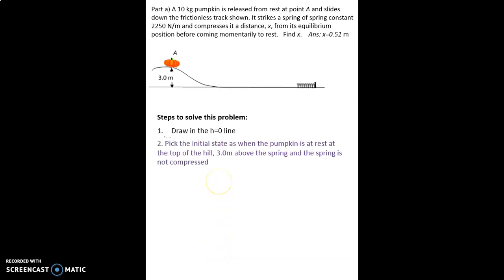First step would be to draw in the h equals 0 line. That's our gravitational potential energy reference height. Next we'll pick the initial state, as when the pumpkin is at the top of the hill. It's 3 meters higher than the spring, and the spring is not compressed. The final state is when the pumpkin is at rest, sitting against the spring. So velocity is 0, height is 0, and the spring is compressed.